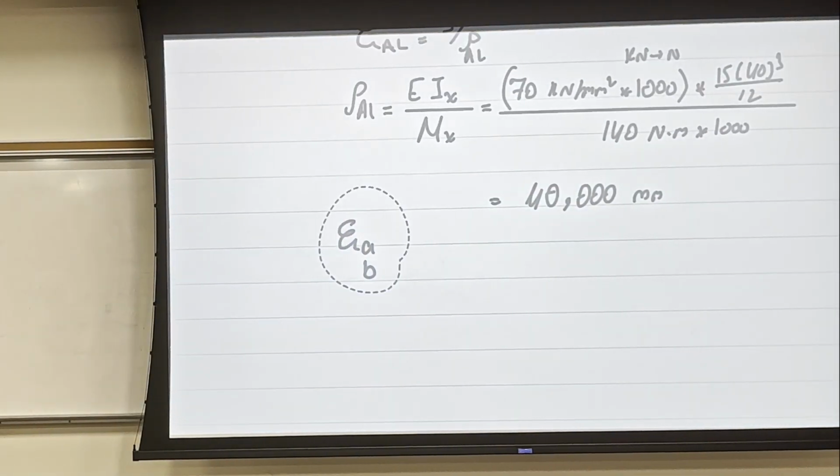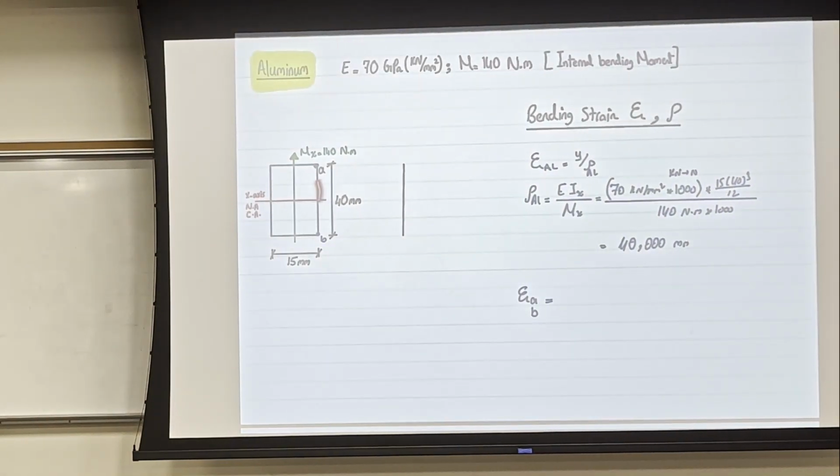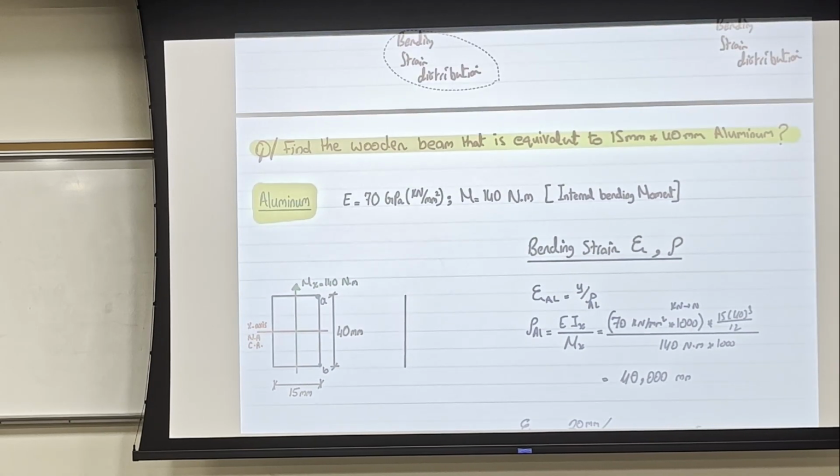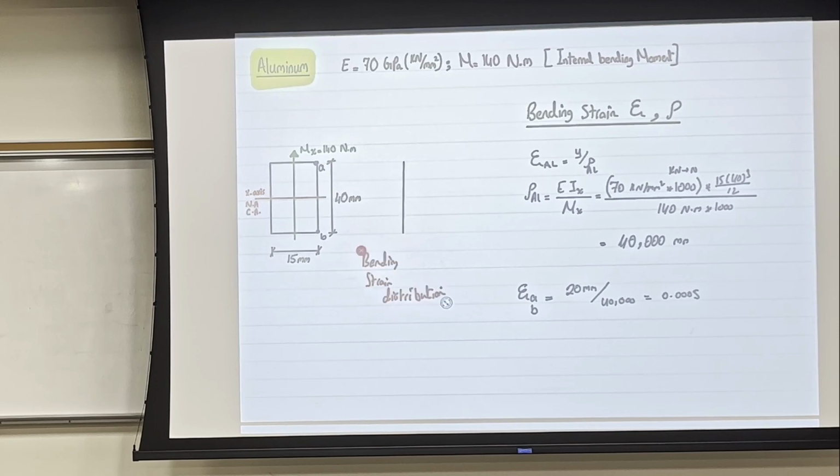So now I can calculate the epsilon at A, and it's going to be also equal at B. The epsilon is going to be y, which is the distance from the centroid to the point where we're going to calculate the strain at, which is A, which is going to be 20 now. And also at B, it's going to be 20. So I will say 20 millimeter over 40,000 millimeter. I'm going to get 0.0005. Okay? So if I want to draw the bending strain distribution now for this beam, it's going to be at the top compression, and at the bottom I'm having a tension.